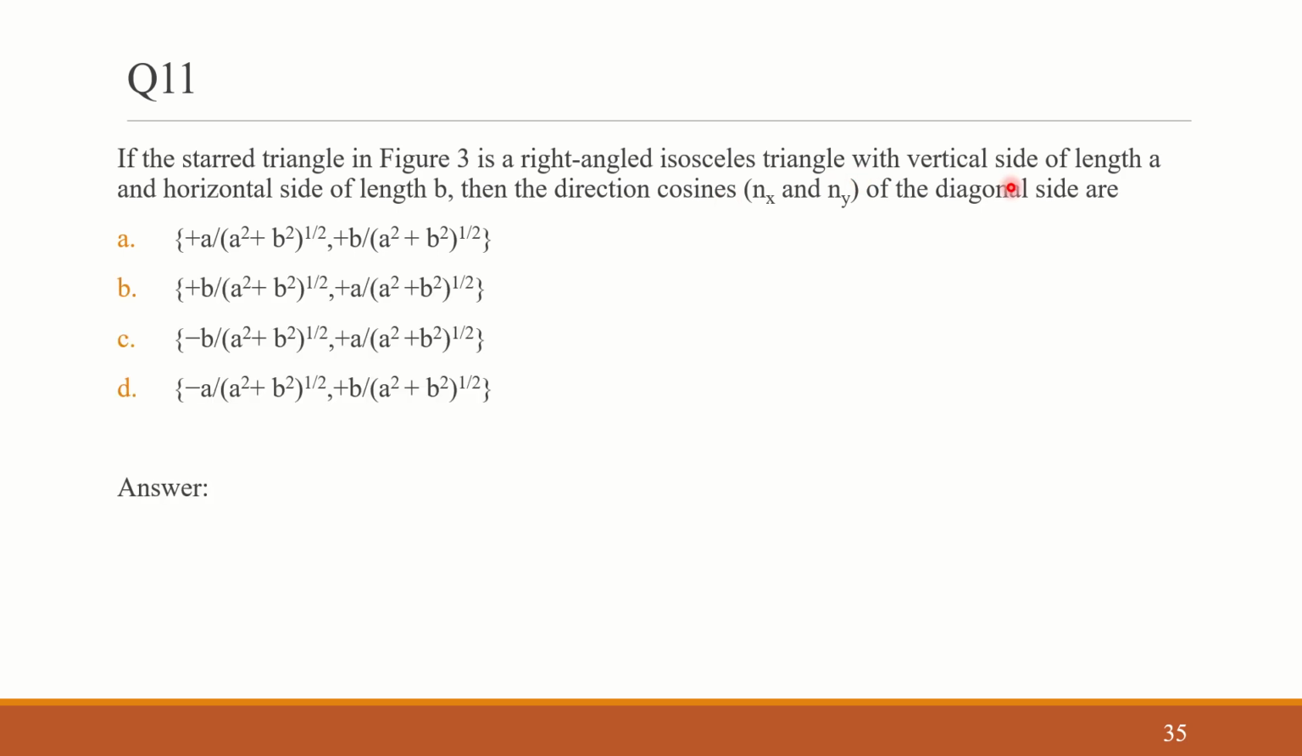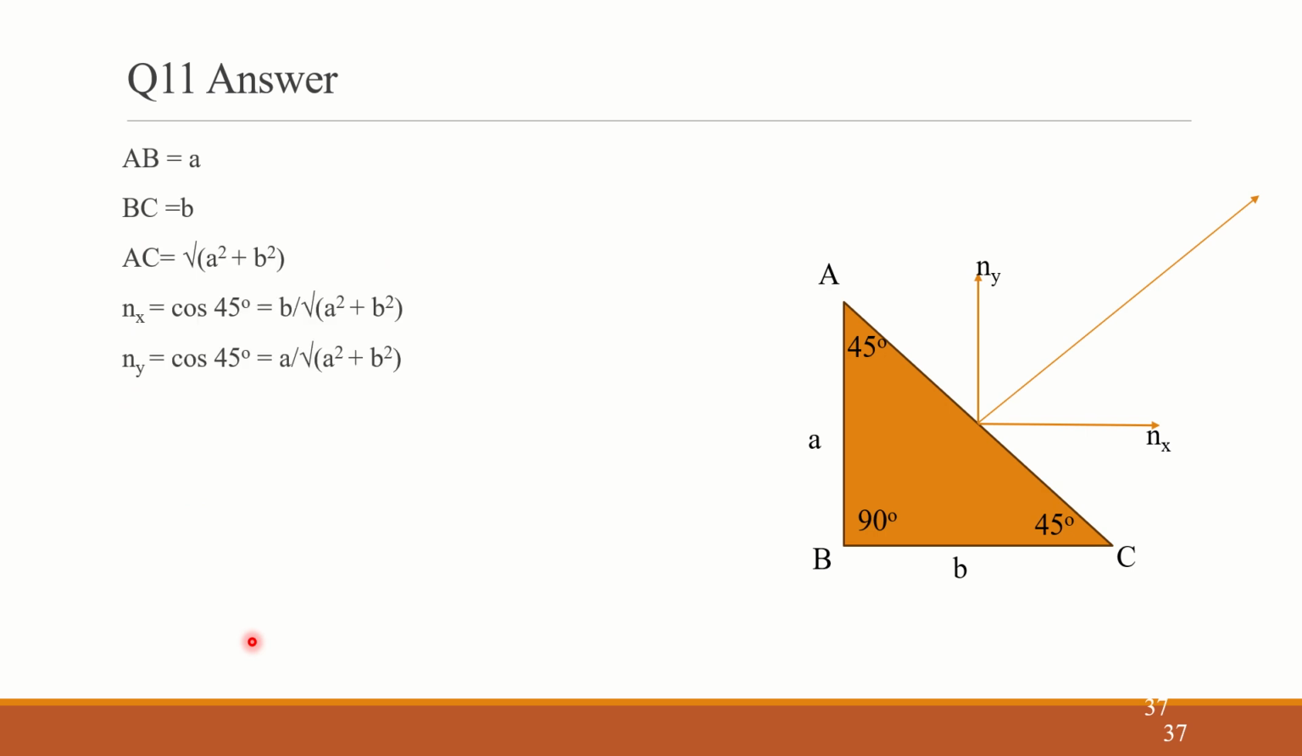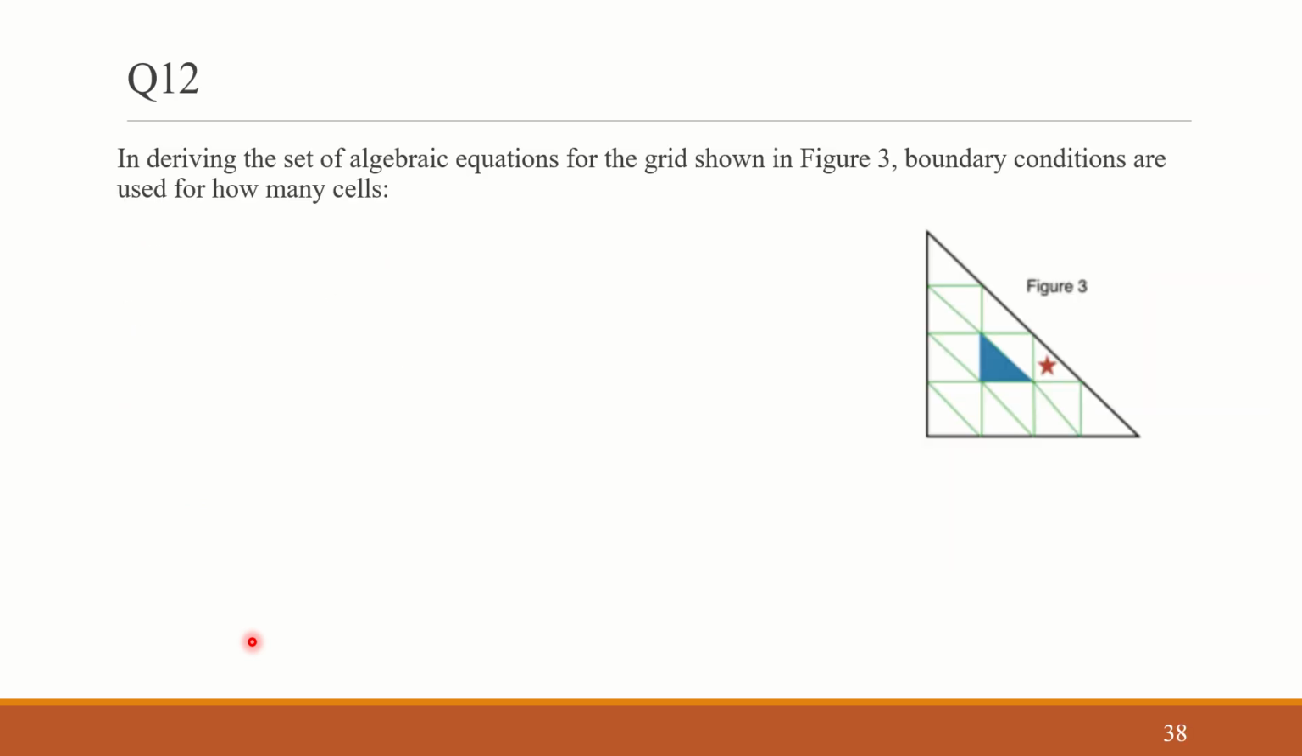So the diagonal side length is first of all square root of a square plus b square, and for the direction cosines in x, the horizontal side is b, so b by hypotenuse, and the vertical side is a, so a by hypotenuse. That's it. It is simple if we explain it this way. So I'll go to the next question.